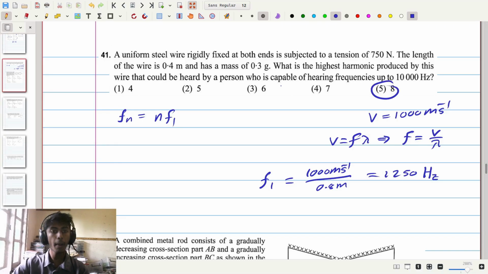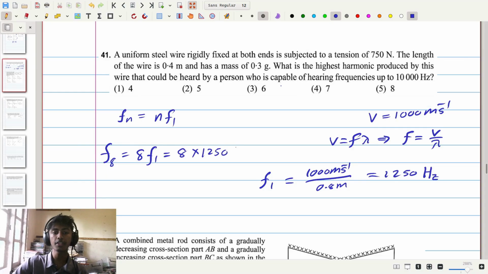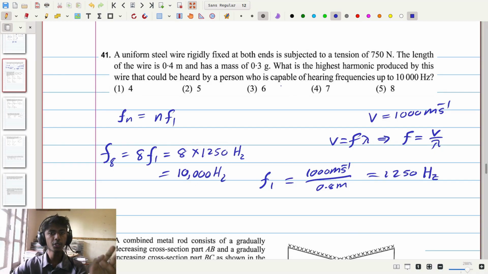So the 8th harmonic here will have frequency F8 equal to 8 times F1, or 8 times 1250 Hz, which is exactly equal to 10,000 Hz. Now here you might have a little doubt, because they say you can hear frequencies up to 10,000 hertz. So does that mean it's including 10,000 hertz? But in this case, they actually meant including 10,000 hertz.